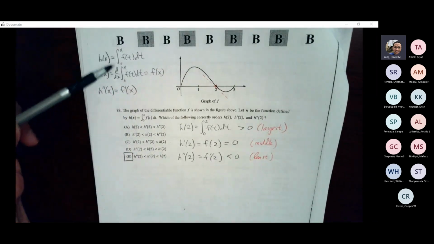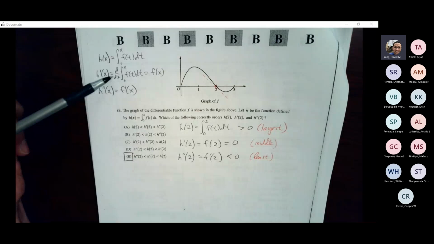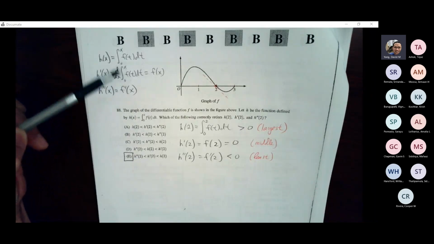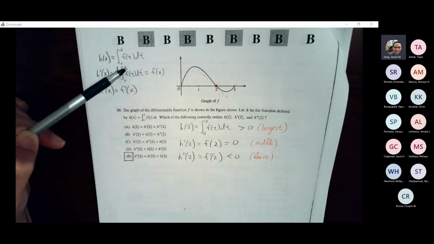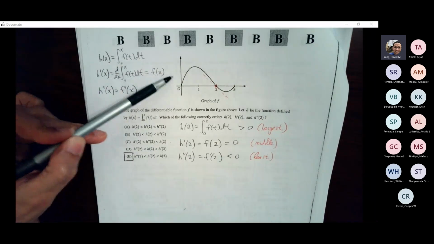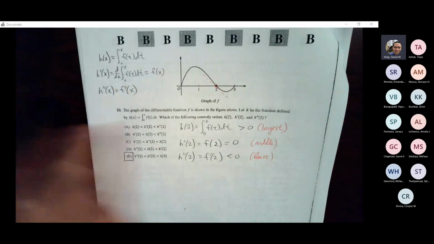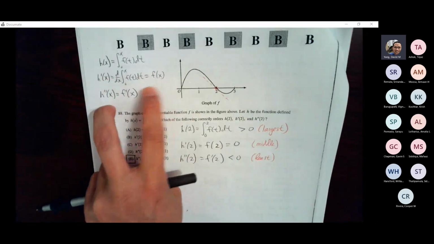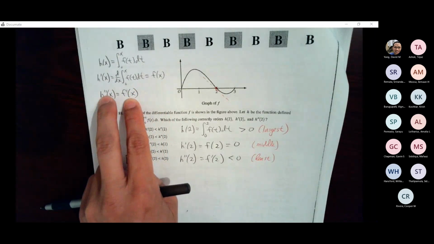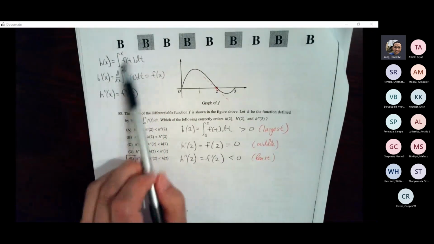So h of x is the integral. So h prime, if we use the second theorem, is the derivative of this integral, which will wipe it out. It just inserts the upper bound in for x, multiplied by the upper bound's derivative. So f of x times 1, which is just f of x. And once we're here, we just shift everything down one derivative. h double prime will therefore become f prime. Insert 2 for each of these.